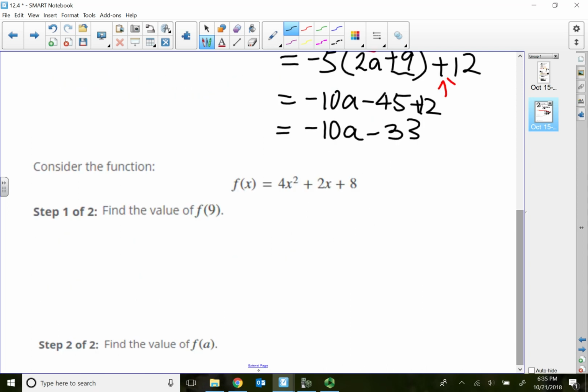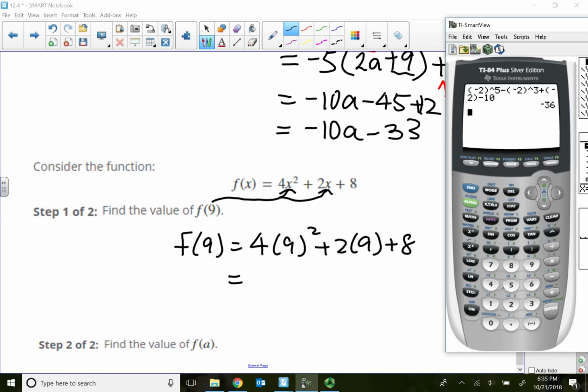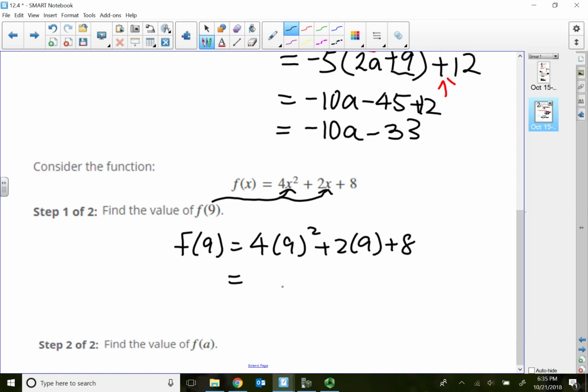All right, let's look at another type. Find the value of f of 9. That means substitute 9 for every x that I see in my polynomial. So f of 9 is going to be 4 times 9 squared plus 2 times 9 plus 8. Let's put that in the calculator: 4 times 9 to the 2nd power plus 2 times 9 plus 8. That would be 350. Very good.